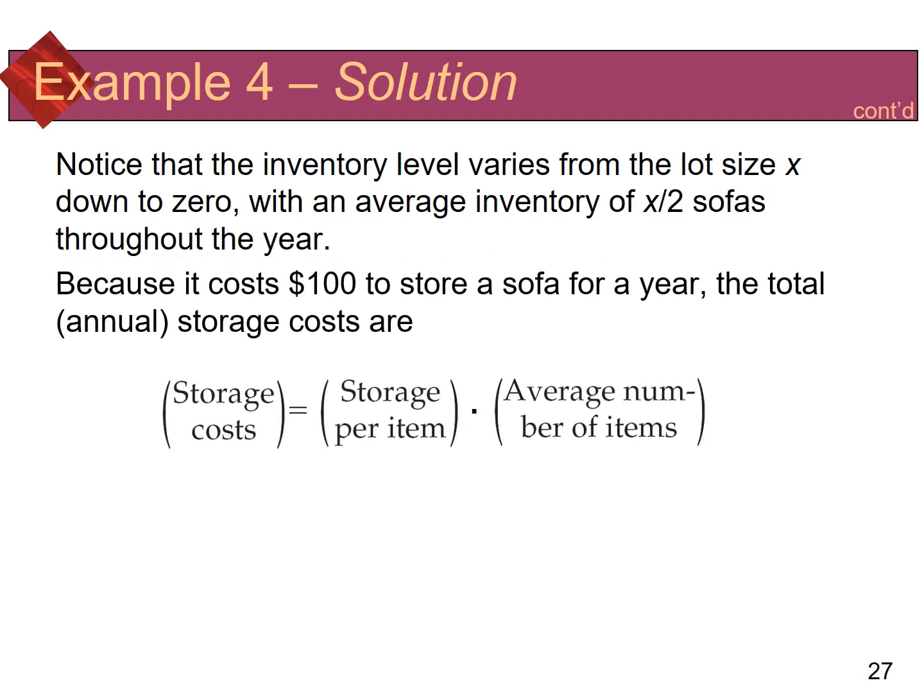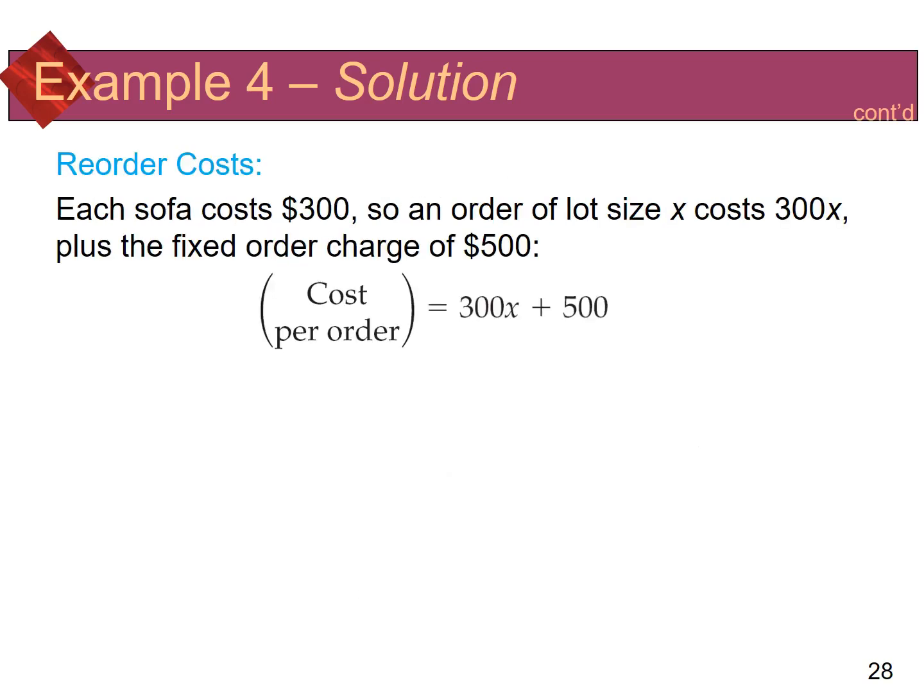Because it costs $100 to store a sofa for a year, the total annual storage cost is the storage cost per item times the average number of items. In this case, it's $100 times x over 2, which is basically 50x. So that represents my storage costs. I also have the reorder cost. The cost per order is going to be $300 times x, that's the lot size, how many I'm ordering, plus $500 in fixed charges. So that's my cost per order.